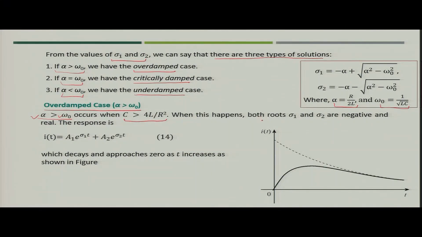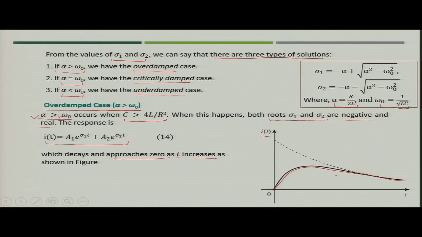So, in that case, what will happen? Both your roots, sigma 1 and sigma 2, are negative and real. So, the response would be A1 e to the power sigma 1 t plus A2 e to the power sigma 2 t, and if you plot the value of current I(t) with respect to time t, the curve will be like this as shown in the figure, which decays and approaches 0 as time t increases.